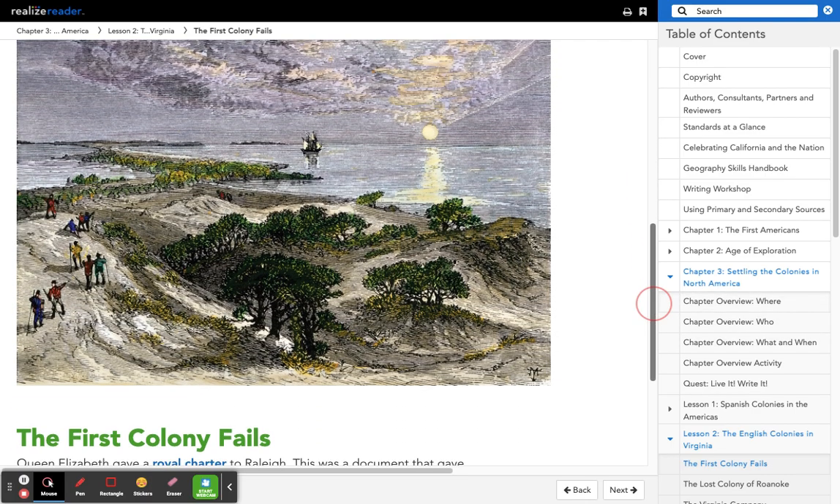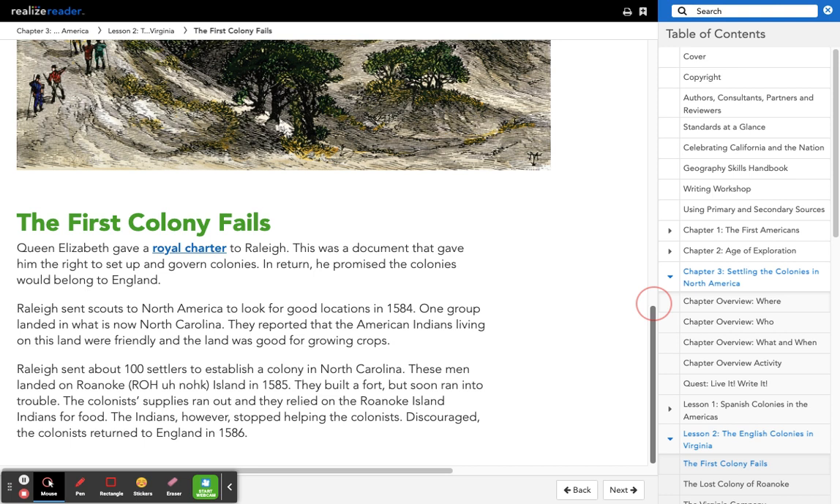The first colony fails. Queen Elizabeth gave a royal charter to Raleigh. This was a document that gave him the right to set up and govern colonies. In return, he promised the colonies would belong to England. Raleigh sent scouts to North America to look for good locations in 1584. One group landed in what is now North Carolina. They reported that the American Indians living on this land were friendly and the land was good for growing crops.